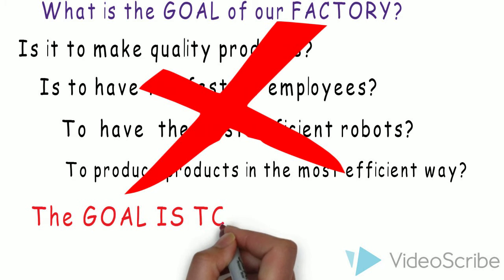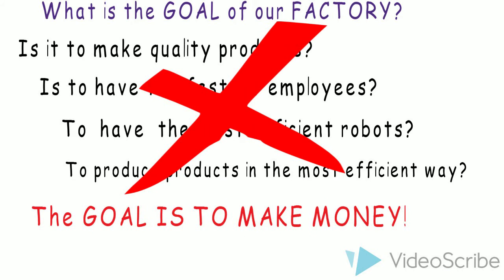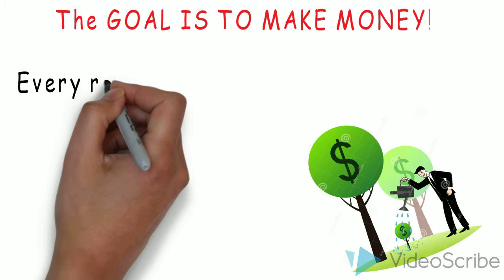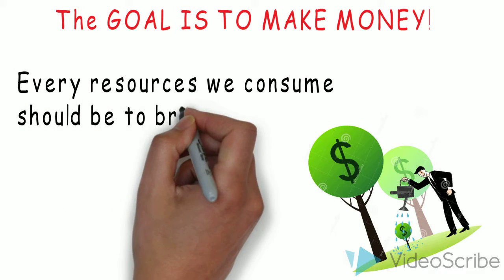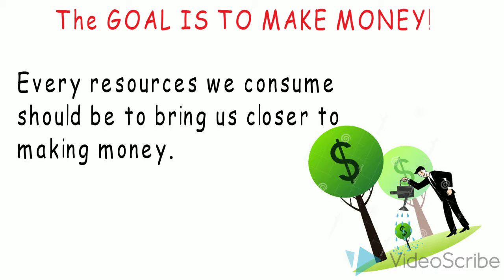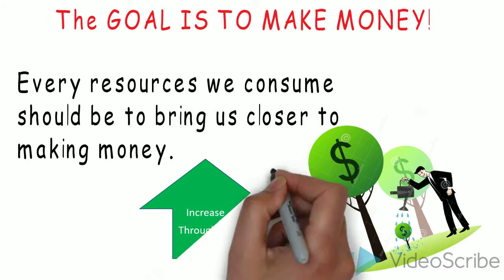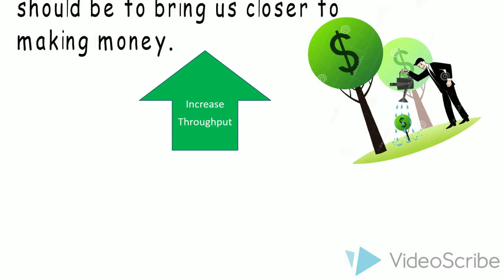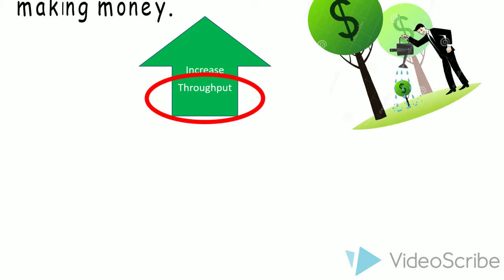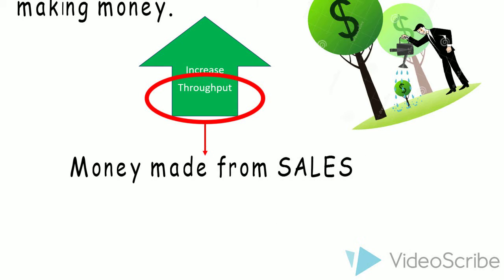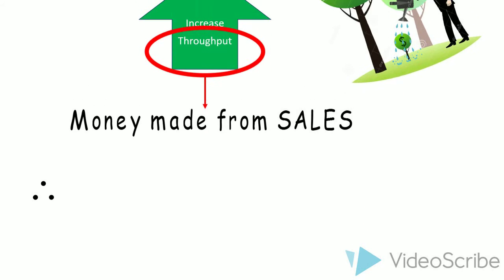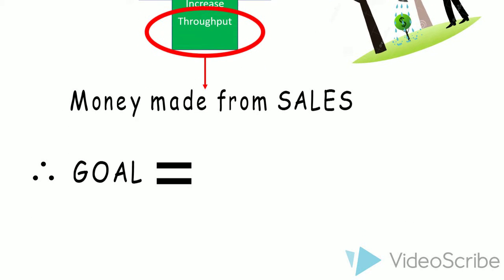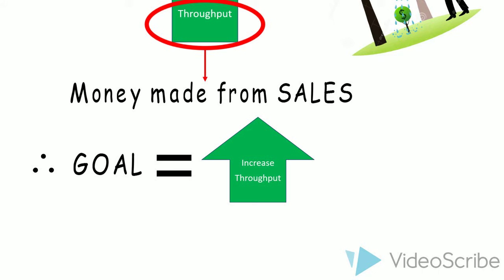Our number one goal is to make money. And as such, every resource we consume should be bringing us closer to making more money. That is, to maximize throughput. In this context, throughput refers to the rate at which the system generates money through sales. So we can say our goal is to increase throughput while simultaneously decreasing inventory and operational expenses.